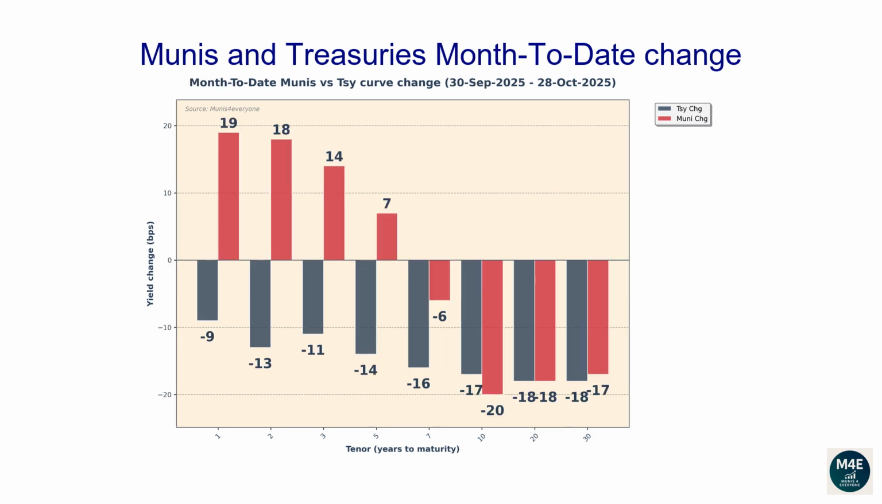This graph shows how much interest rates have changed since the end of the previous month. The current bar plot shows how Munis and Treasuries have changed since the end of September.